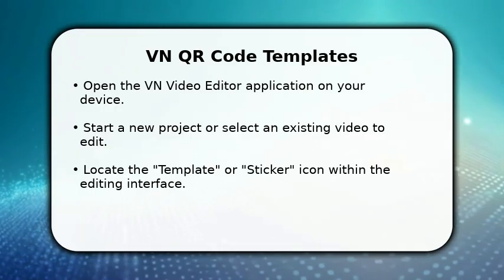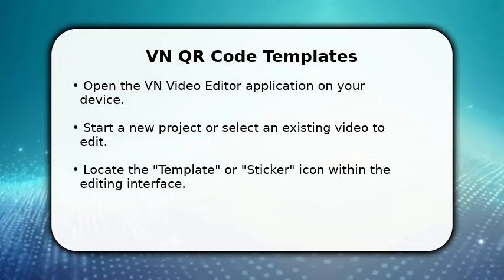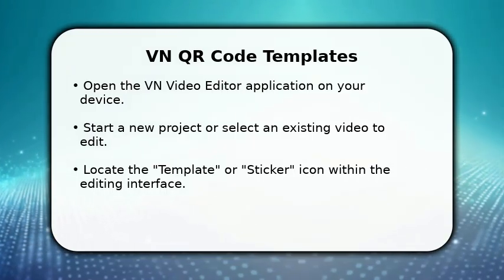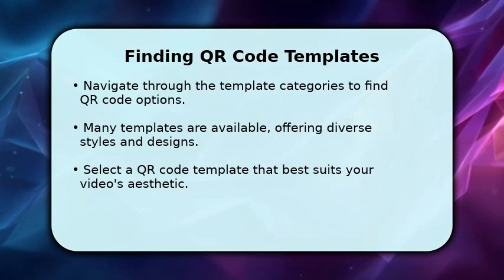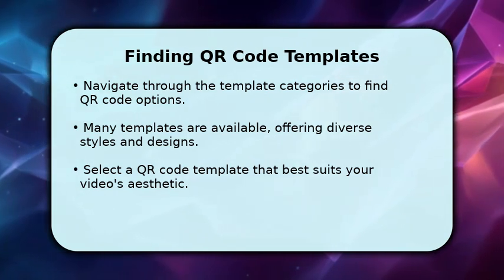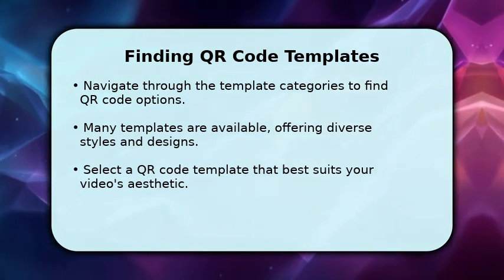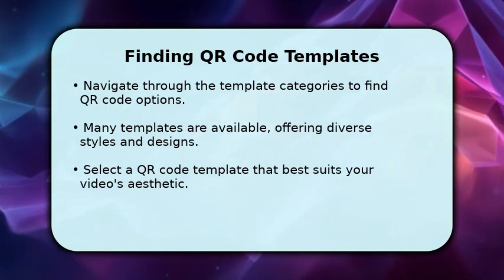Look for the template or sticker icon, usually found at the bottom or side of your editing screen. Tapping this icon will open a new menu with various creative options for your video. After opening the template menu, you'll see a wide array of categories. Scroll through these until you find sections related to QR codes or stickers that include QR designs.